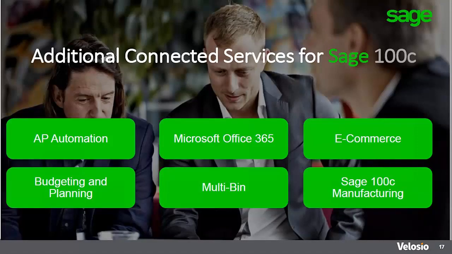Some of the connected services. I know Alan's had some seminars on AP automation. I've done some things with Office 365. E-commerce. Sage 100c Manufacturing, which used to be Job Ops, which they've renamed to Sage 100c Manufacturing, which I think is a good move. It's a little more explanatory as to what it does.